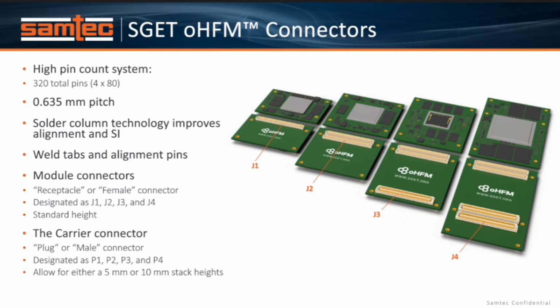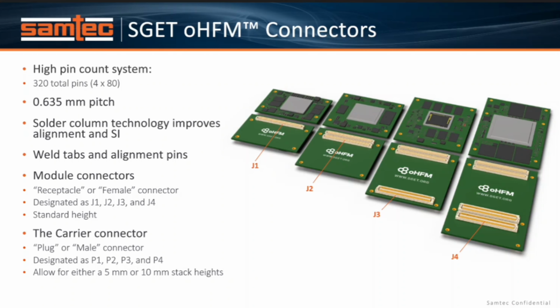When you get to the carrier connector, that's the male. We don't have an illustration of that, but the carrier connectors, the mating connectors for the receptacles on the SOMs, are designated as P1, P2, P3, P4. There's additional detail on that within the spec. That's the SGET oHFM spec, and J1 goes to P1, et cetera, et cetera.